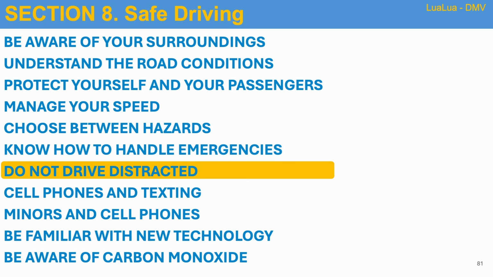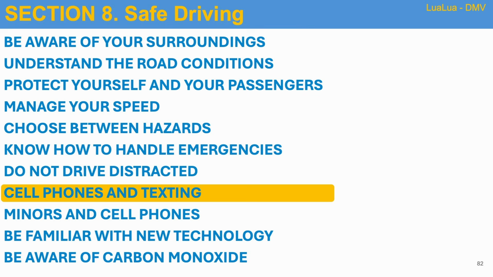Do not drive distracted. Avoid distractions while you drive. Some common distractions are looking at a phone, navigation system, children, and pets; changing music or volume; applying makeup or shaving. Cell phones and texting. Cell phones are the main source of distracted driving.